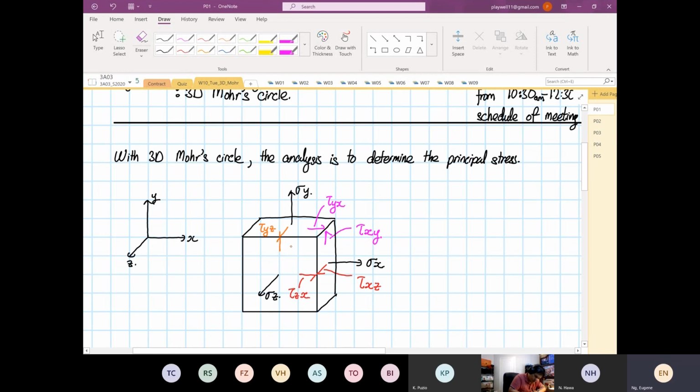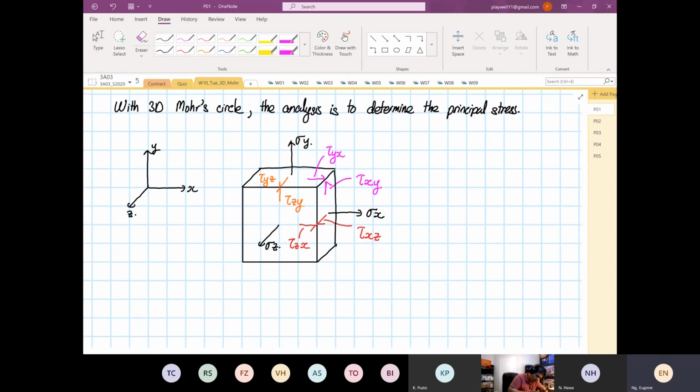So in 3D there are 6 components: 3 normal stresses and 3 shear stresses. The plane with the biggest surface area is known as our in-plane. So this is our largest surface area, and we call it our in-plane. The other 2 planes we classify as out-of-plane. Likewise, this one is our out-of-plane.